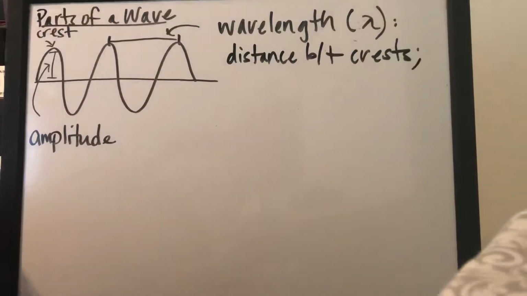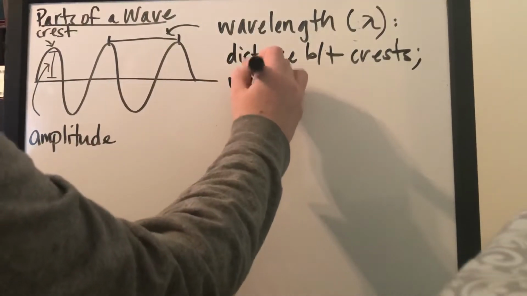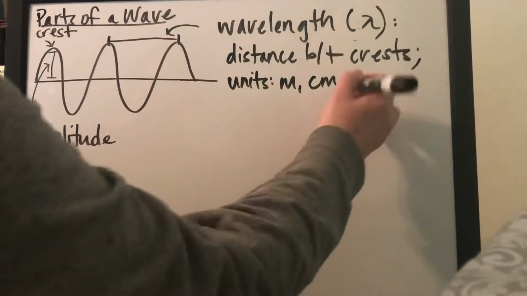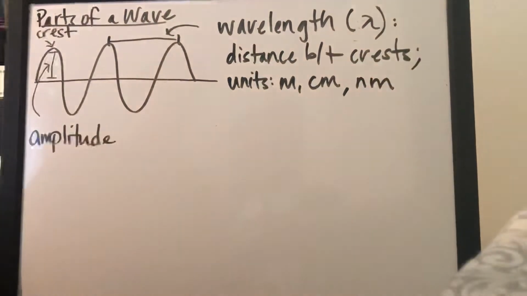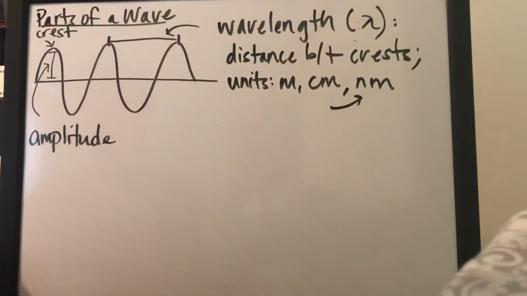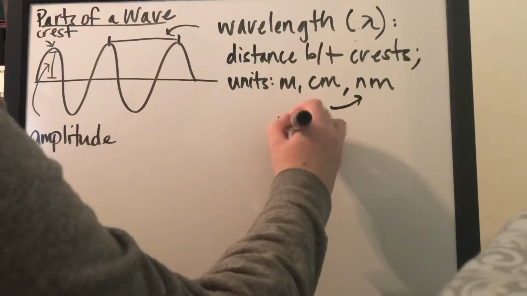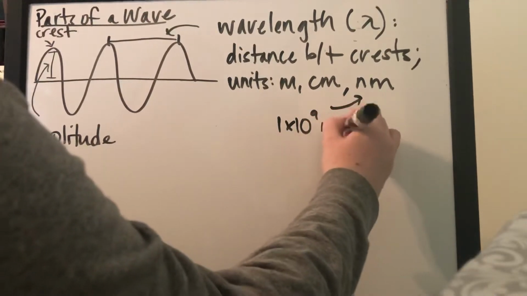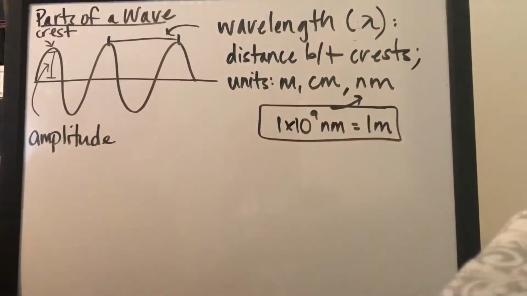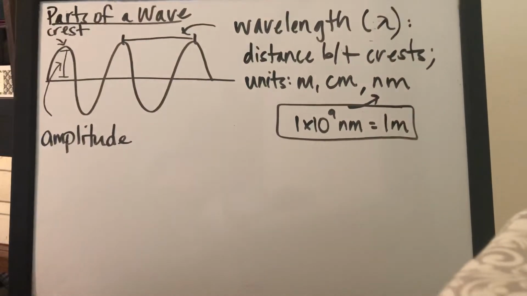Because it's a distance, it's going to be measured in units of distance. So it can be measured in units like meter, centimeter, millimeter, and in this chapter we're going to see a lot of nanometers. Nanometers are very small, and the conversion factor is that there are 1 times 10 to the 9th nanometers in a meter. So you might want to write that down on your paper somewhere, because you will be using that as a conversion factor in this chapter.